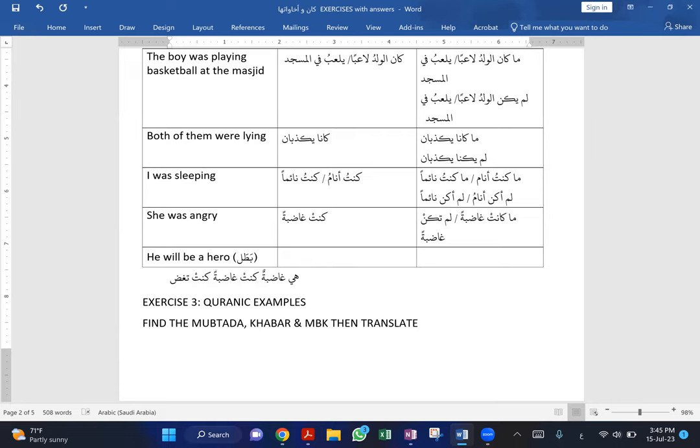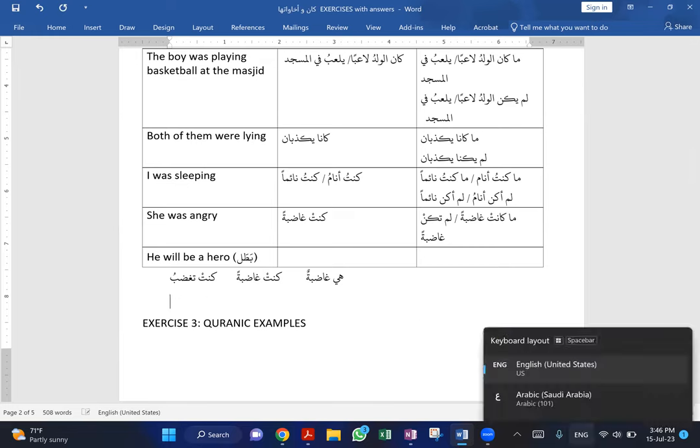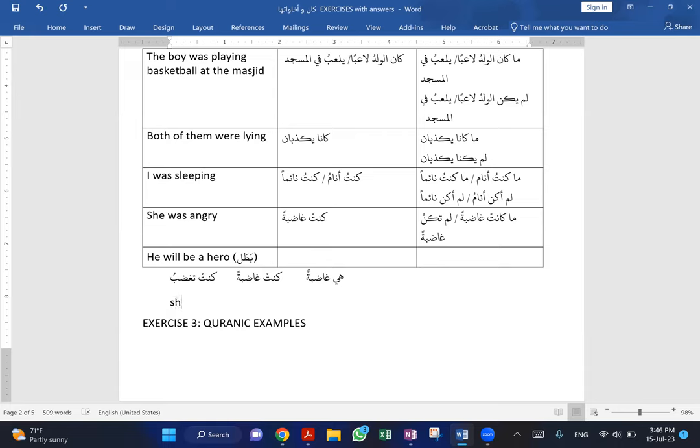Sorry, I'm a bit slow, but we'll get there. Okay, so we have three sentences here. Let's paste them so that you can see them clearly. Okay, so we have here ghadibatun. Here ghadibatun. What does that mean? She's angry. Yeah, this means she is angry.